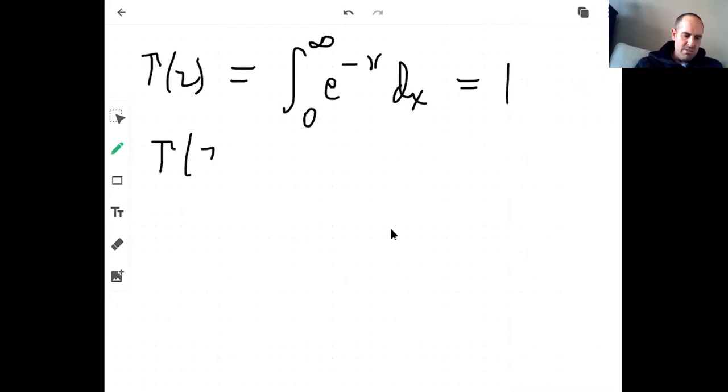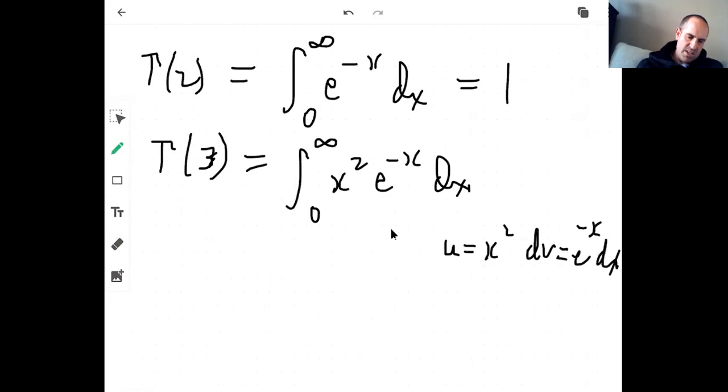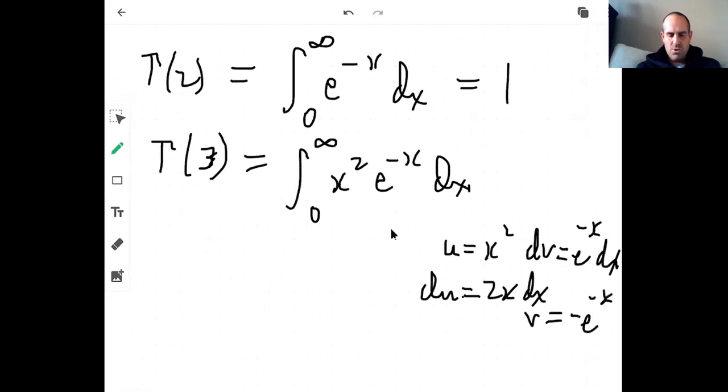Well, I don't know. Let's try gamma of 3. What's that? Well, it's the integral from 0 to infinity of x squared e to the negative x dx. And we do integration by parts again. You put u equal to x squared, dv is e to the negative x dx. Okay, du is 2x dx, and v is negative e to the negative x, just like we did before.